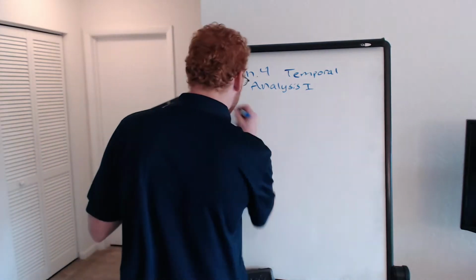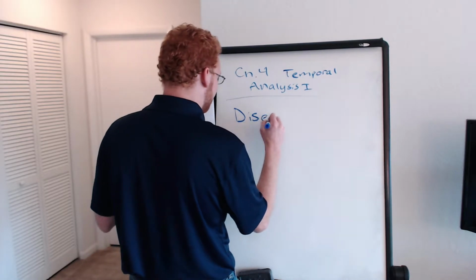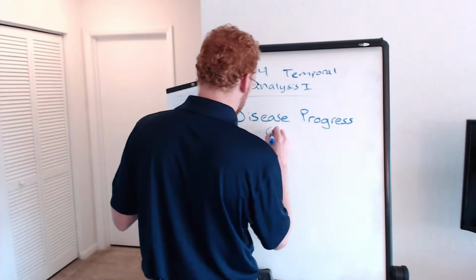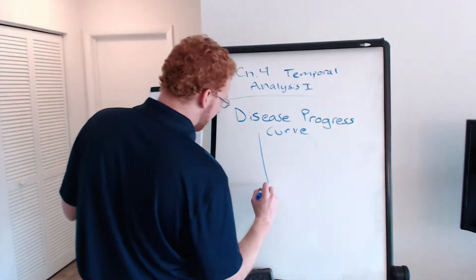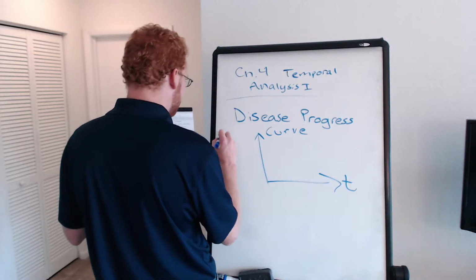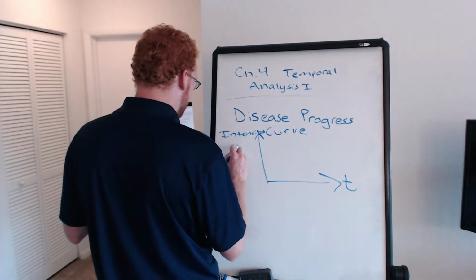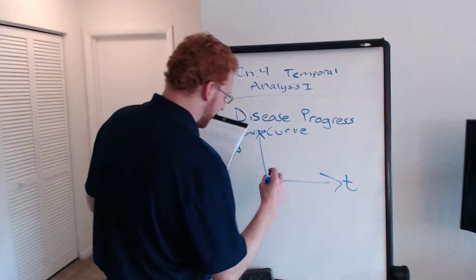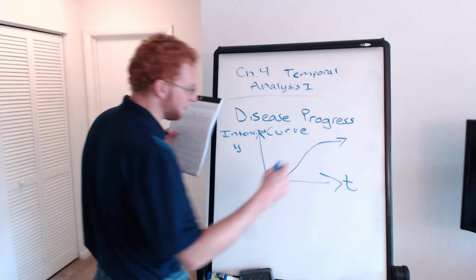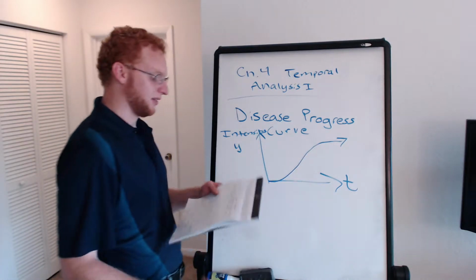So the main graph that's used a lot in this chapter is what they call the disease progress curve. And we have time, t, and we have intensity. Intensity is typically denoted by a lowercase y. And probably the most common shape is the sigmoid shape, but it can take on a variety of shapes, so they're not all necessarily of that shape.